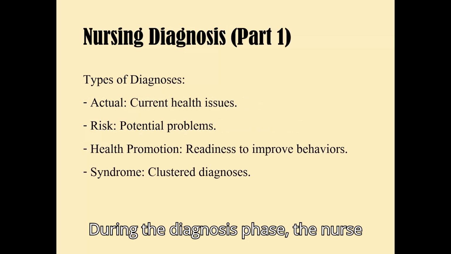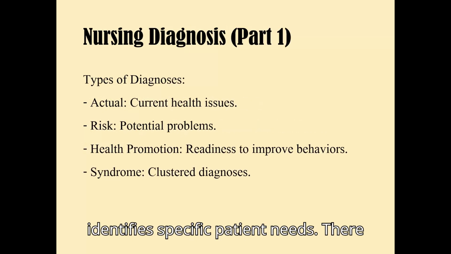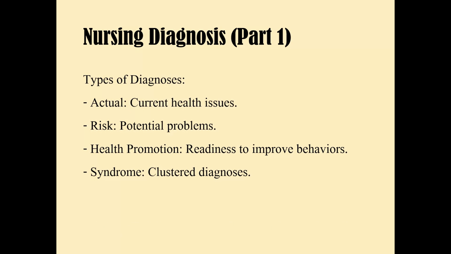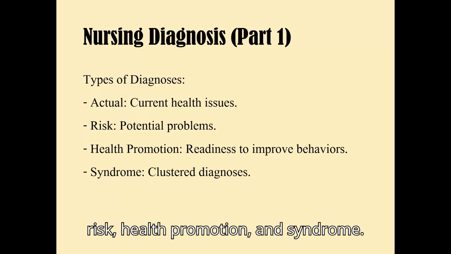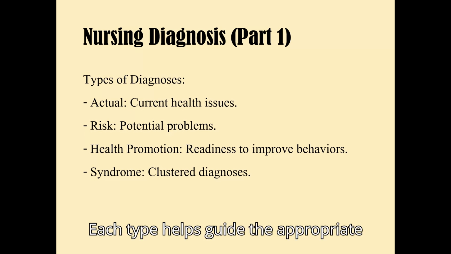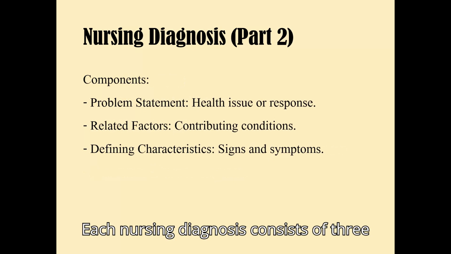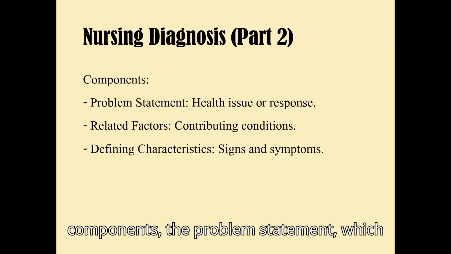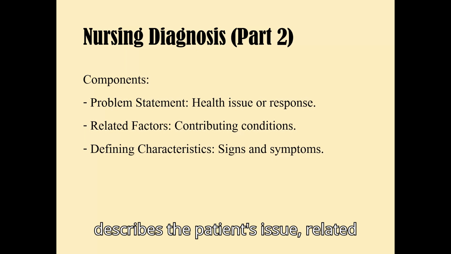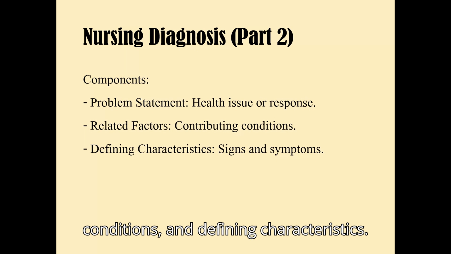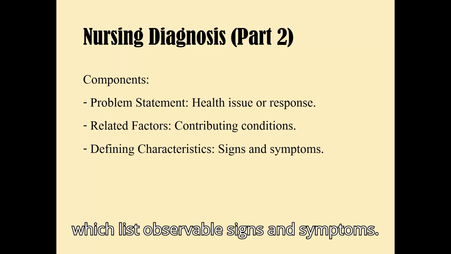During the diagnosis phase, the nurse identifies specific patient needs. There are 4 nursing diagnoses: actual, risk, health promotion, and syndrome. Each type helps guide the appropriate course of care. Each nursing diagnosis consists of 3 components: the problem statement, which describes the patient's issue, related factors, which highlight contributing conditions, and defining characteristics, which list observable signs and symptoms.